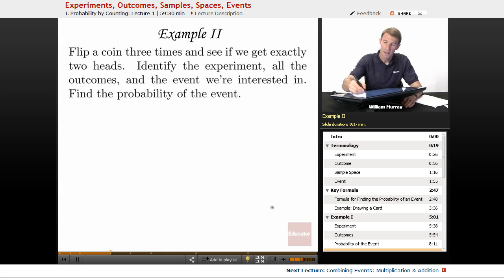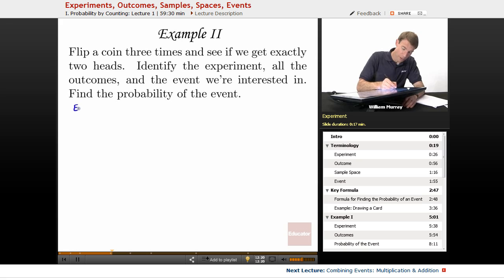So let's keep going. And in our second example, we're going to flip a coin 3 times and see if we get exactly 2 heads. And again, we want to identify the experiment, all the possible outcomes, and the event we're interested in, and then we want to find the probability of the event. So the experiment here is flipping the coin. The experiment is to flip the coin 3 times.